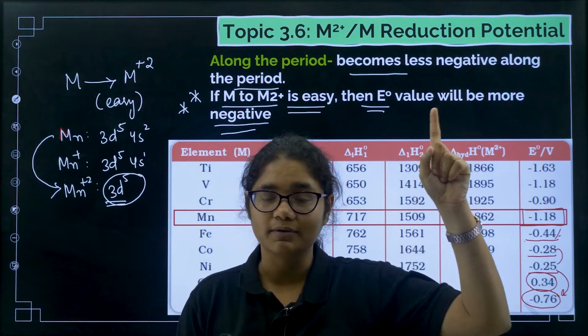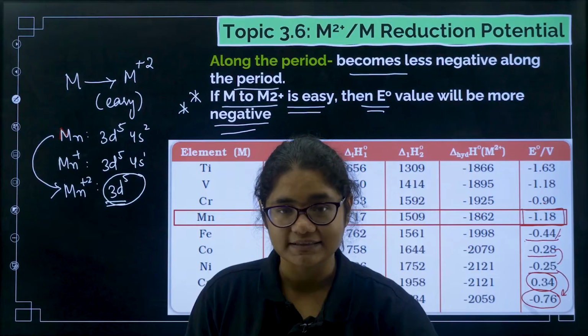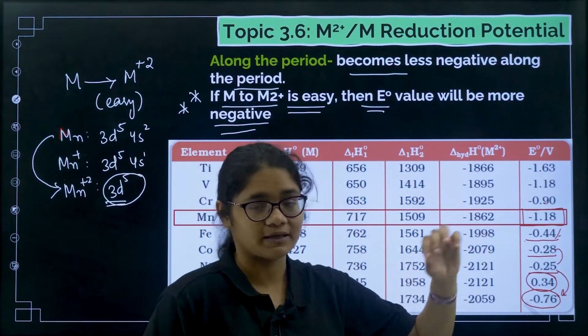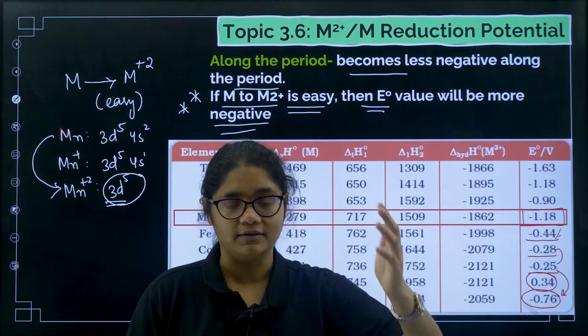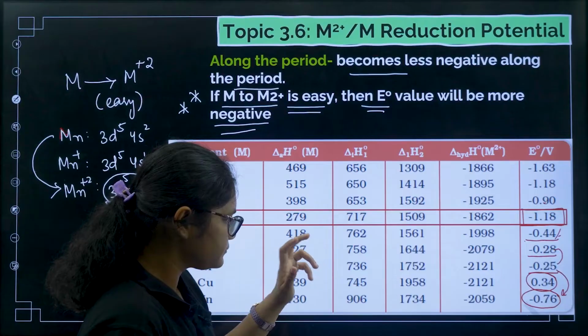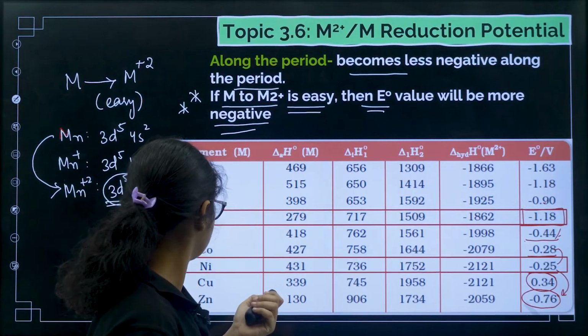Now what I told you, you have to remember: if M to M2+ is easy, the E naught value will be more negative. So that is why the manganese value has become minus 1.18. The value has become more negative. Okay. Next, coming to nickel.